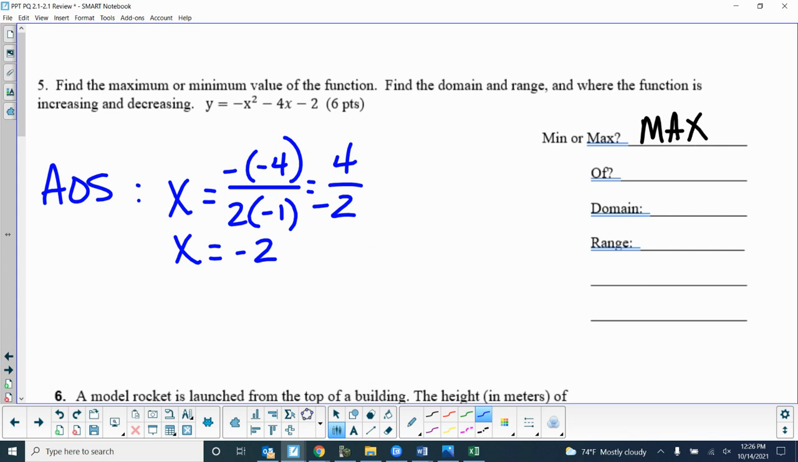Well, I think it says min or max of value. I don't know why it said of. It's a typo probably, but we're just looking for the value here.